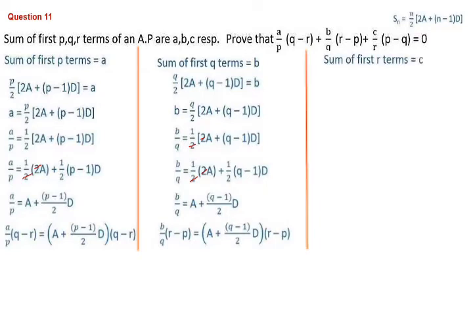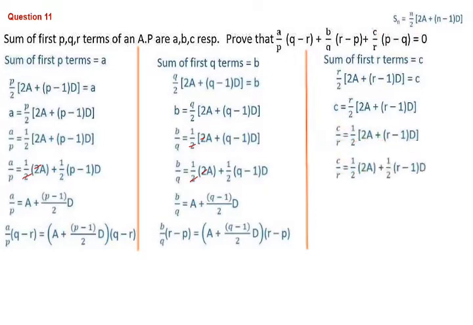Then we will go with the third condition given, sum of R terms. Sum of R terms is C we have taken. So same formula, replace n, put R. So R by 2 into 2A plus R minus 1 into D equal to C. Reverse it. C is equal to R by 2 into 2A plus R minus 1 into D. Then take this R to the downside. That means C by R, because we want C by R. So C by R is equal to 1 by 2 into 2A plus R minus 1 into D.